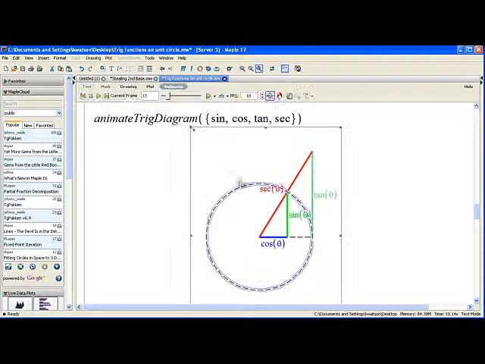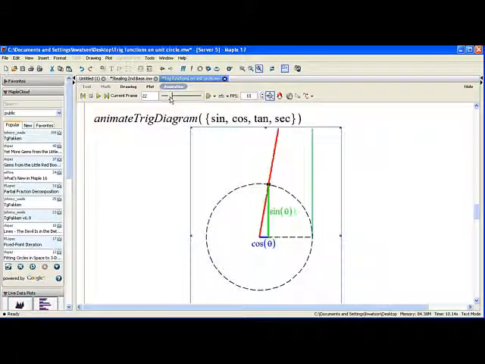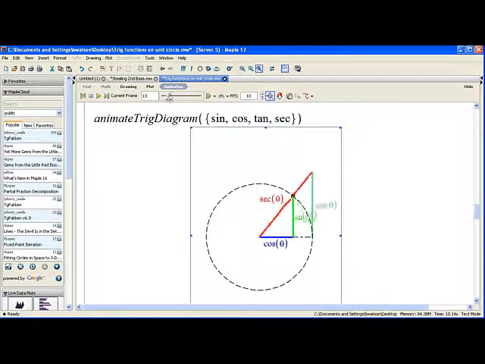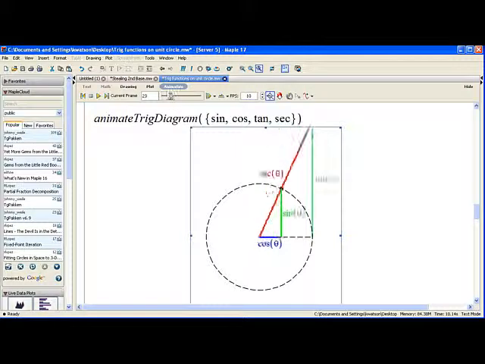And let's see what happens as we move this around. Well, what do we notice? Once again, as the cosine goes to 0, the secant goes to infinity along with the tangent. Both secant and tangent are related because they have cosine in their denominators.